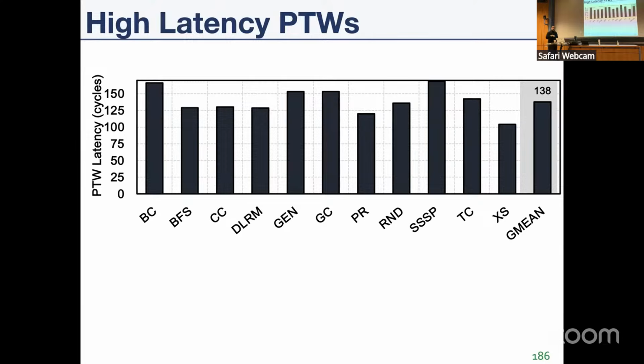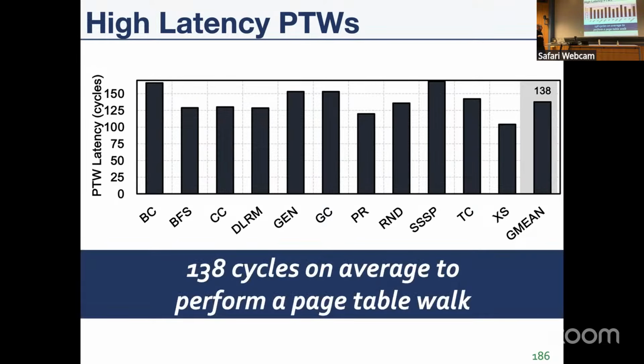In this plot, we demonstrate the latency of performing page table walks across many of these graph applications and some quantum simulation workloads. On the y-axis, we show the page table walk latency expressed in cycles. So what do we get? What's the key takeaway from this plot? That in modern x86-64 systems, we spend on average 138 cycles to perform a page table walk.